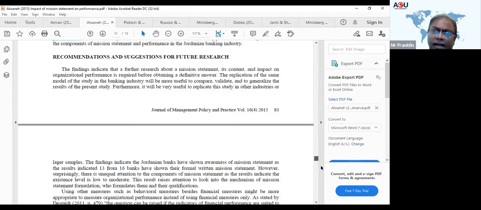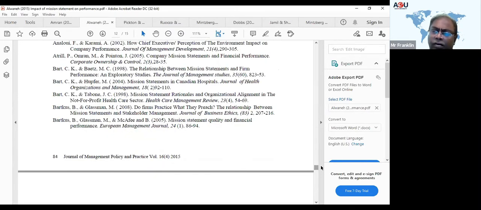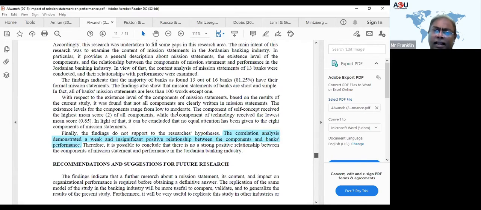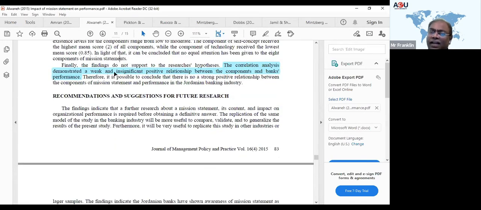What he says here is that, based on his findings after the research that he has done, there's a weak and insignificant positive relationship between components and banks' performance, which means the components of the mission statement and the performance of the bank are not much related. From him, he says that there's not much of a relationship in the performance. This is what his research is.